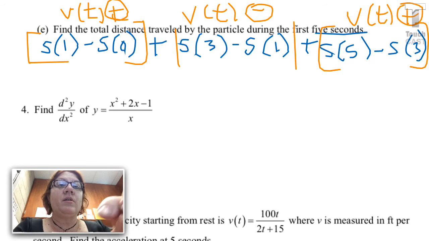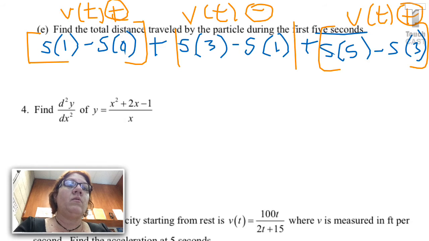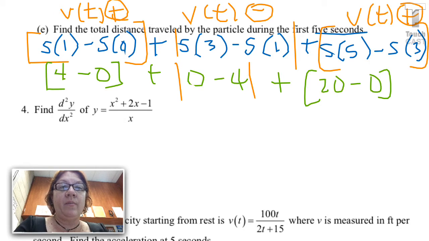Okay, so now I'm just going to substitute in 1 into the position function, and then 0, and then 3, and then 1 again, and then 5, and then 3. So go all the way back to your position function and plug that in and see what you get. Okay, so those should be all the numbers.